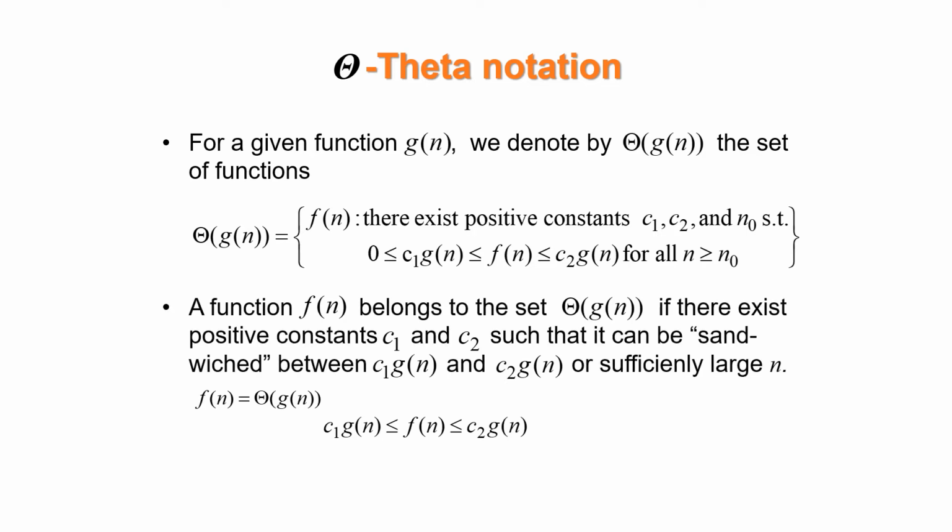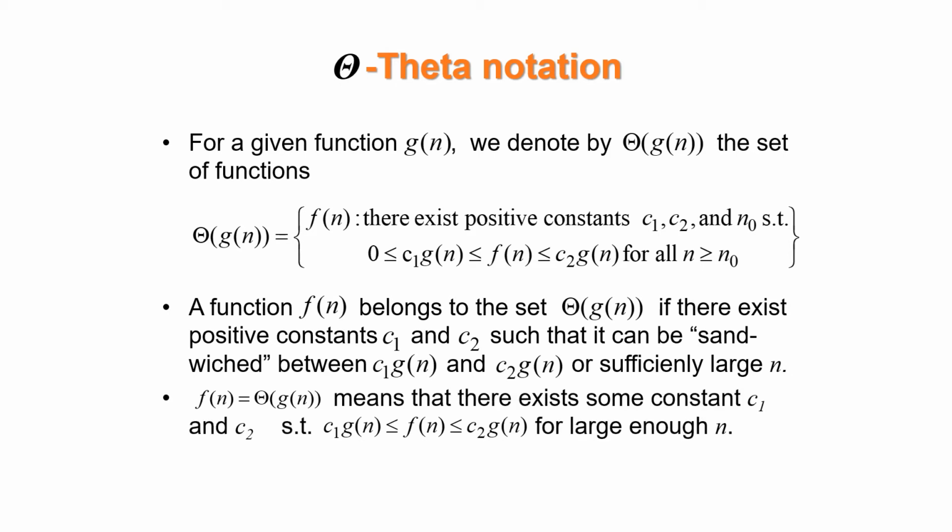A function f of n belongs to the set theta of g of n if there exist positive constants c1 and c2 such that it can be sandwiched between c1 g of n and c2 g of n for sufficiently large n. f of n equals theta of g of n means f of n lies between c1 g of n and c2 g of n.